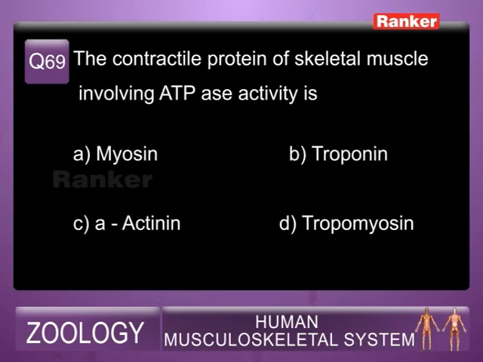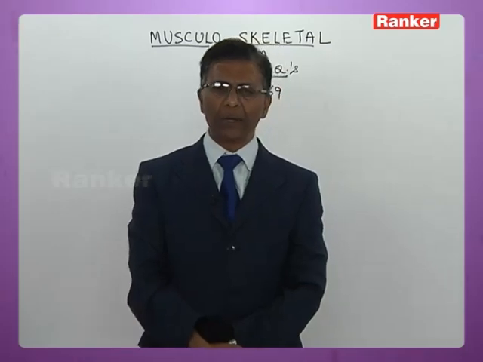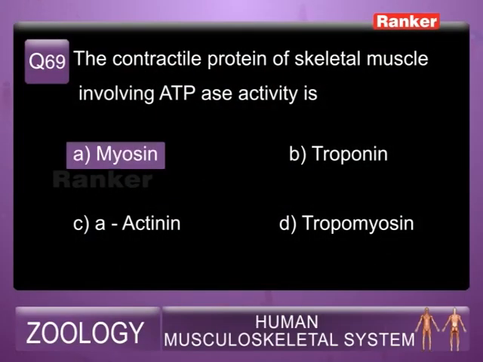69th. The contractile protein of skeletal muscle involving ATPase activity is A, myosin, B, troponin, C, alpha-actinin, D, tropomyosin. In skeletal muscle, myosin has ATPase activity. So the answer is A. For the 69th question, the answer is A.